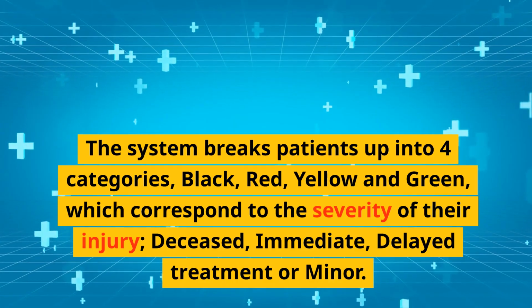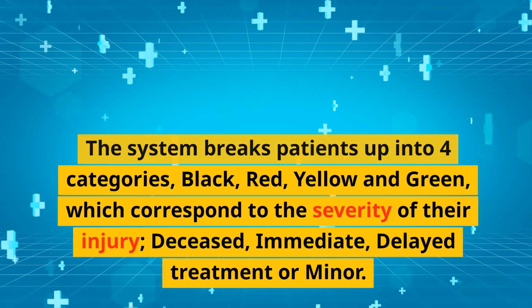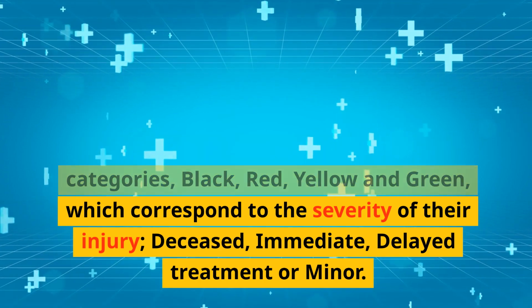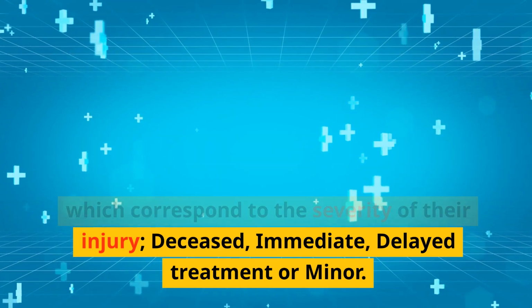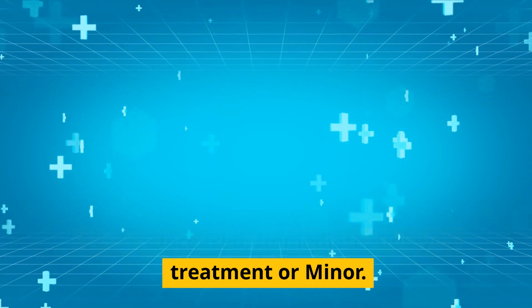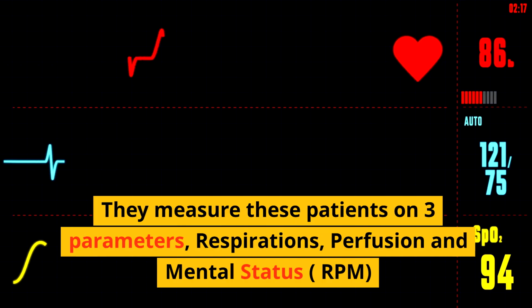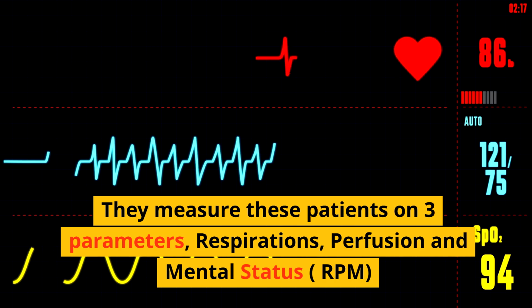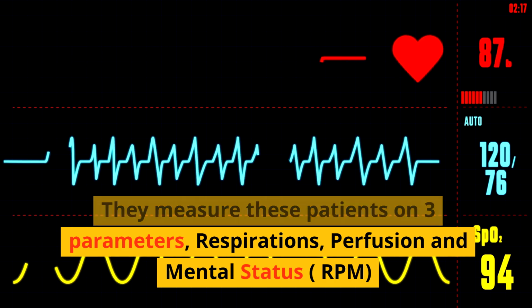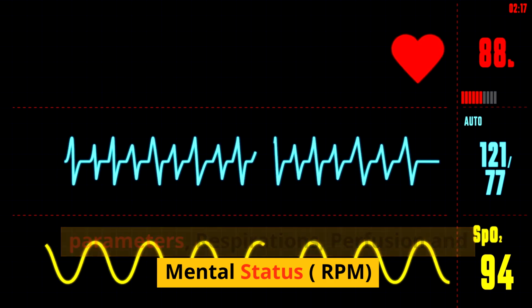The system breaks patients up into 4 categories: black, red, yellow, and green, which correspond to the severity of their injury: deceased, immediate, delayed treatment, or minor. They measure these patients on 3 parameters: respirations, perfusion, and mental status, so RPM.